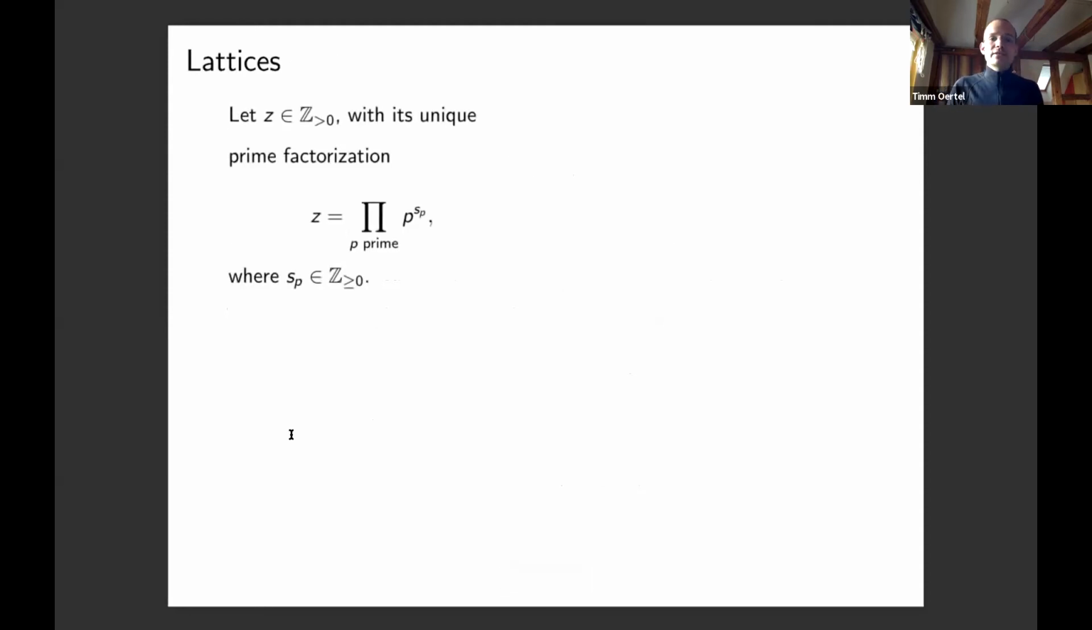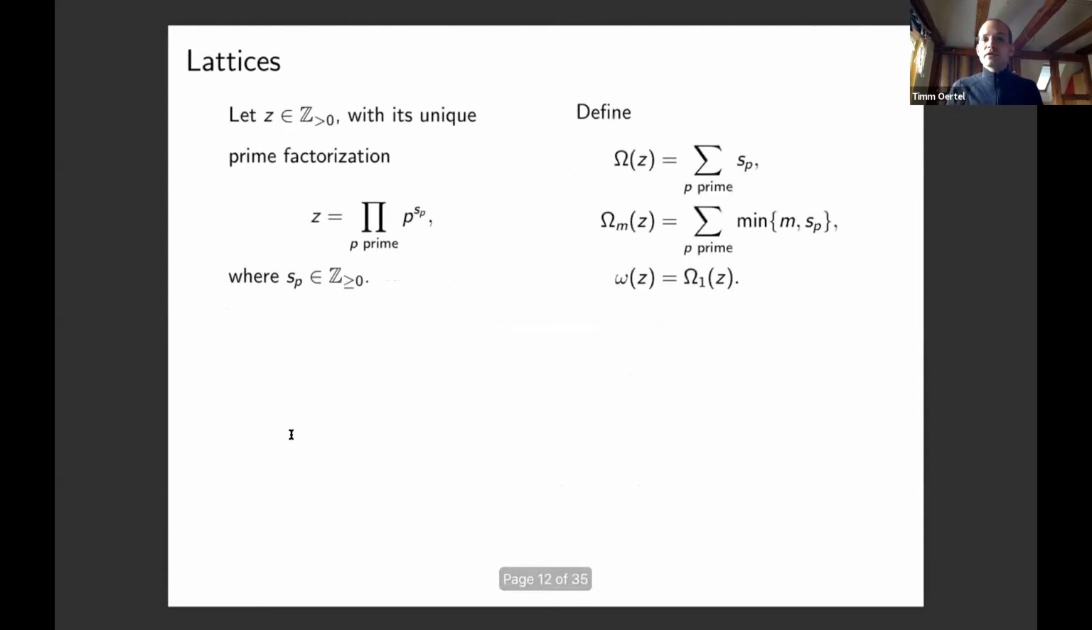And for that, I would like to introduce some notation. If we have a natural number Z, we know by standard number theory that there exists a corresponding unique prime factorization. Given this factorization, we can define the so-called prime omega function, which just counts the number of prime factors. This is the big omega of Z. Then we can also define a variation of this, the so-called truncated prime omega function, which counts the number of prime factors, but we cap everything by an m. If we set m equal to 1, this is the little omega function, which just counts the number of distinct prime factors of Z.